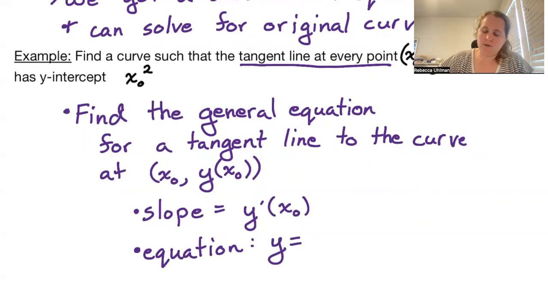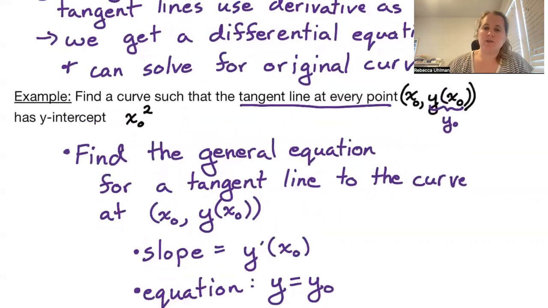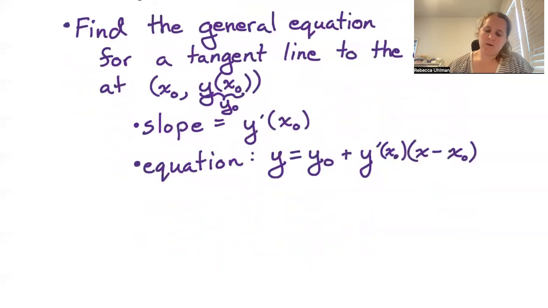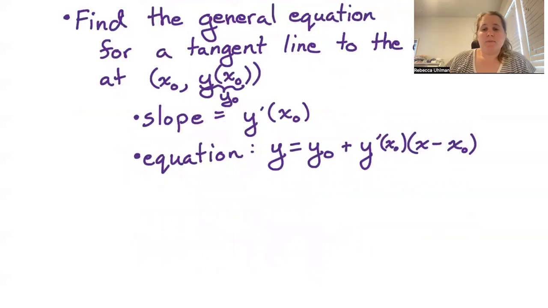y is equal to our initial y value. I'm actually going to just write these as y naught instead of y of x naught. Technically, for a curve, it doesn't have to be a function. So let's shorthand this just to y naught. So our equation: y is equal to y naught plus our derivative y prime at that x naught, y naught, and then times x minus our x naught. So this is our general form.